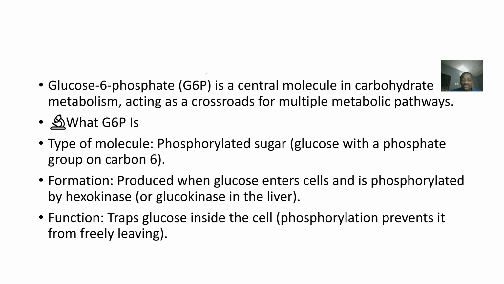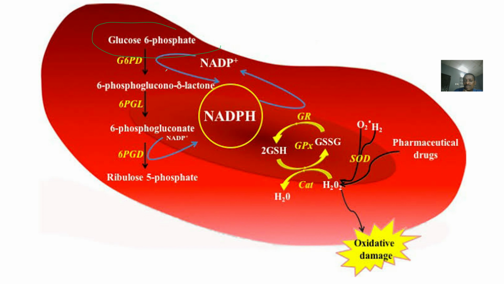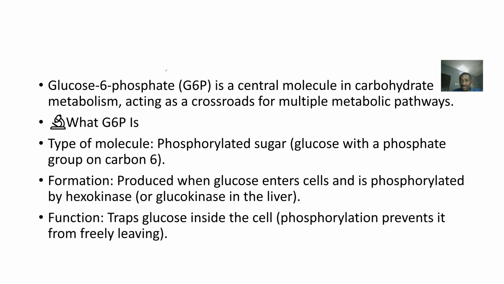So just so you know, it's a central molecule. It acts as a crossroad for multiple metabolic pathways. So what is it? It's a type of molecule, a phosphorylated sugar. That means what? You have glucose, so you're adding phosphate to it at position 6. That's why it is becoming glucose 6 phosphate.